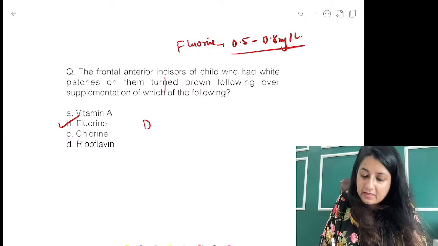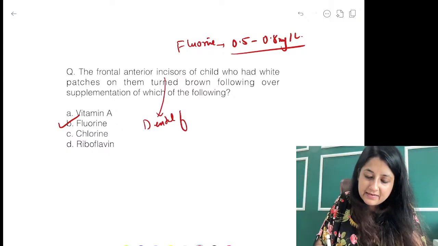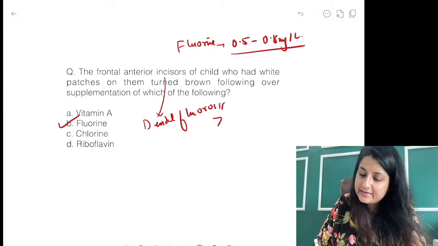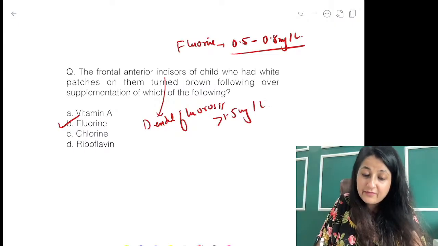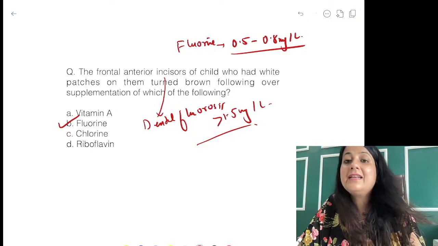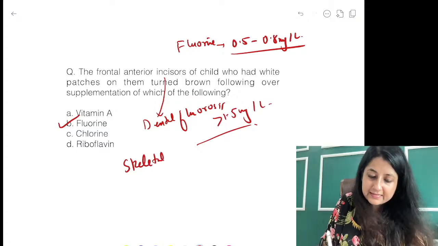Here they are talking about mottling of the anterior incisors of the teeth. This is dental fluorosis. Dental fluorosis is when the fluorine content is more than 1.5. Where is 10 coming from? 10 is not dental fluorosis. 10 is crippling fluorosis. Don't get confused, guys.